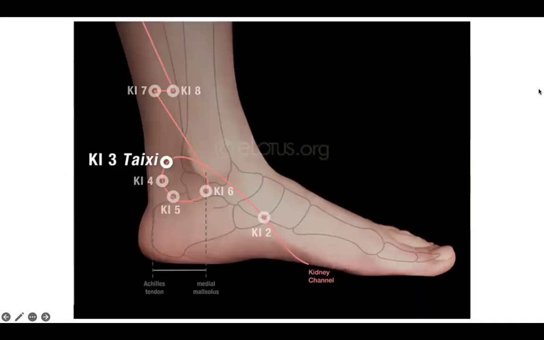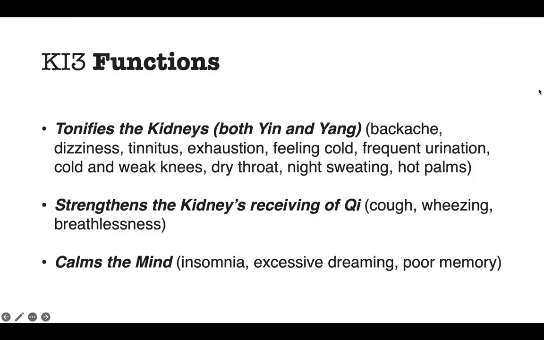Kidney 3 is located on the medial aspect of the foot, posterior to the medial malleolus, in the depression between the tip of the medial malleolus and tendocalcaneus. Yuan source point of the kidney meridian, Shu stream point of the kidney meridian. Functions of kidney 3. Tonifies the kidneys, both the yin and yang component.